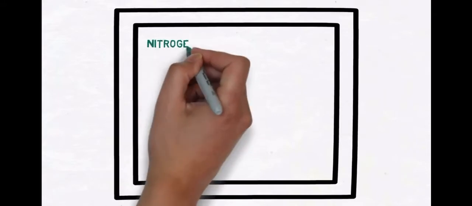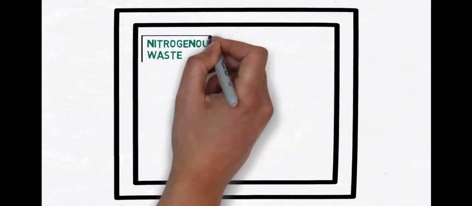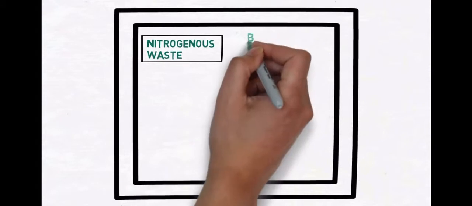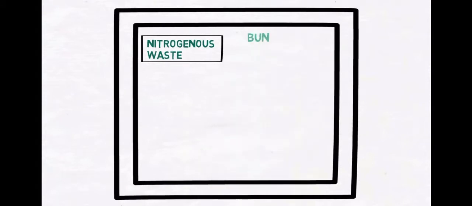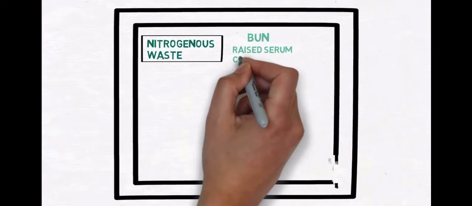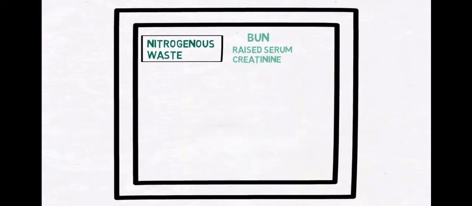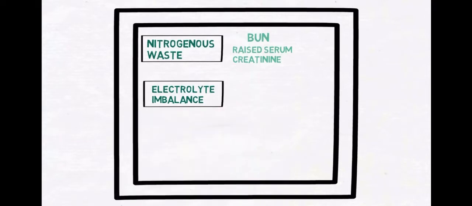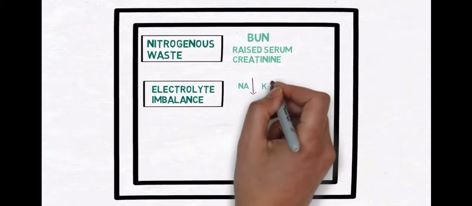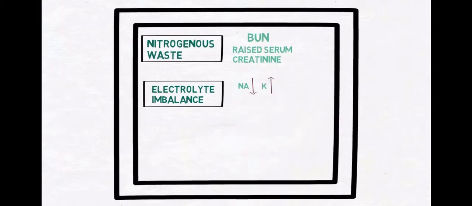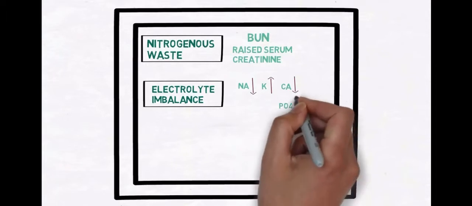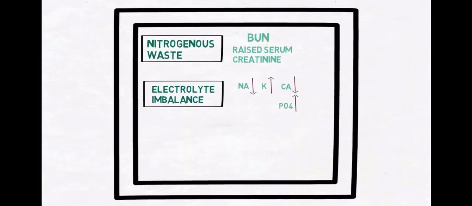First, coming to the nitrogenous waste. The nitrogenous waste of the body gets raised, which is represented by increased concentration of blood urea nitrogen as well as increased serum creatinine values. Various types of electrolyte imbalance can occur in acute renal failure: the serum sodium concentration gets decreased, serum potassium gets raised, serum calcium gets decreased, and the serum phosphate concentration is raised. Serum pH gets decreased, that is, the blood becomes more acidic.